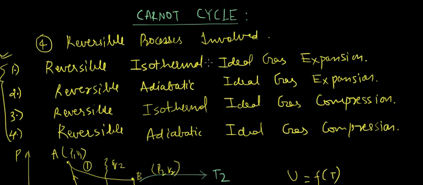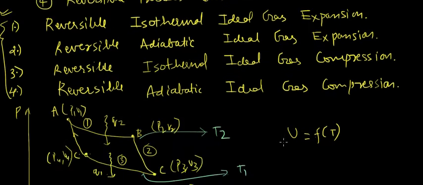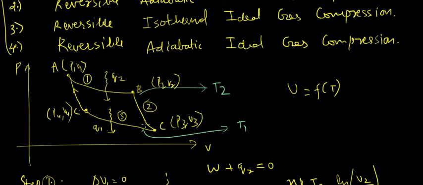So first is reversible isothermal ideal gas expansion, second is reversible adiabatic ideal gas expansion, third is reversible isothermal ideal gas compression, and fourth is reversible adiabatic ideal gas compression. So just keep this in mind. Now let us draw the graph of the same.